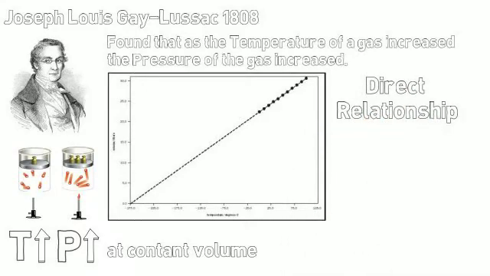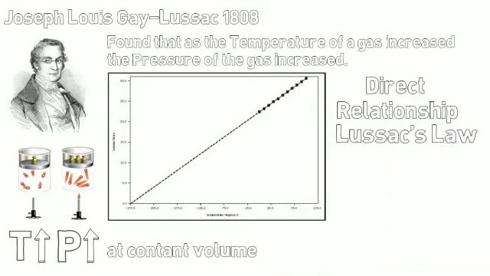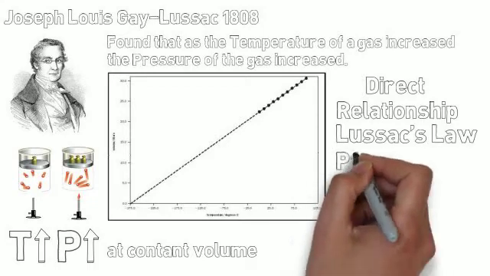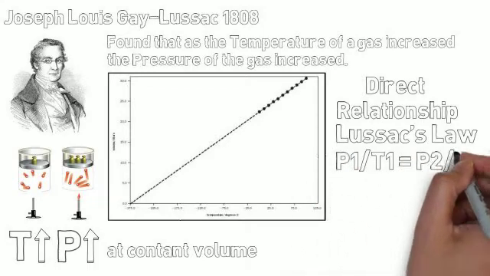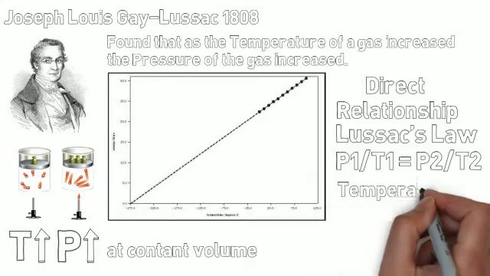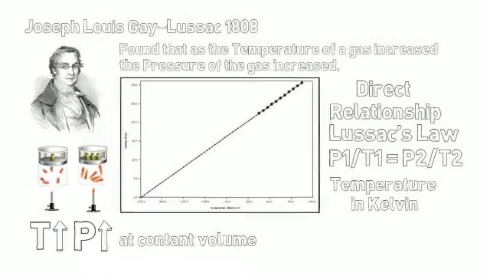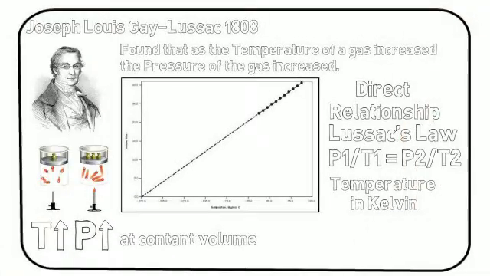Now this, again, is a direct relationship, and this direct relationship is known as Gay-Lussac's law. And the equation for this is P1 divided by T1 equals P2 divided by T2, as long as we measure the temperature in Kelvin. Again, we don't want to have negative temperature values because that would lead to negative pressure values.